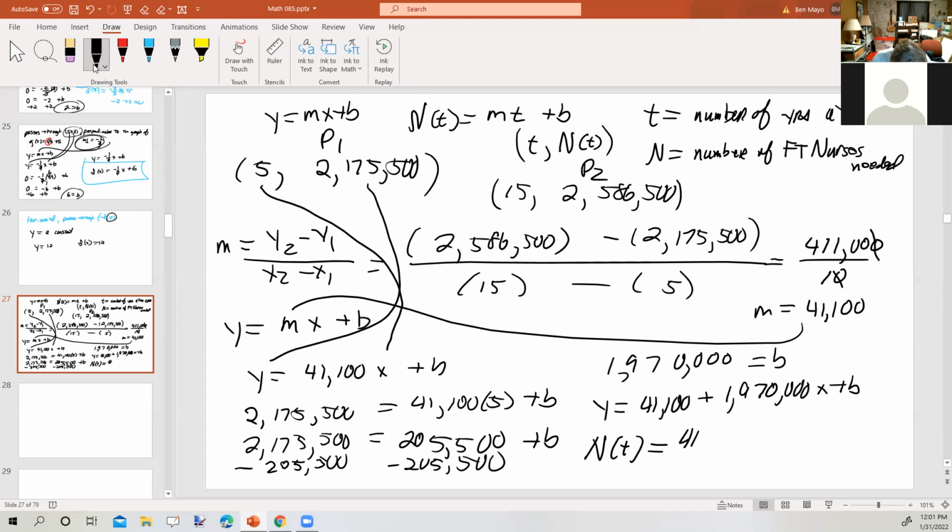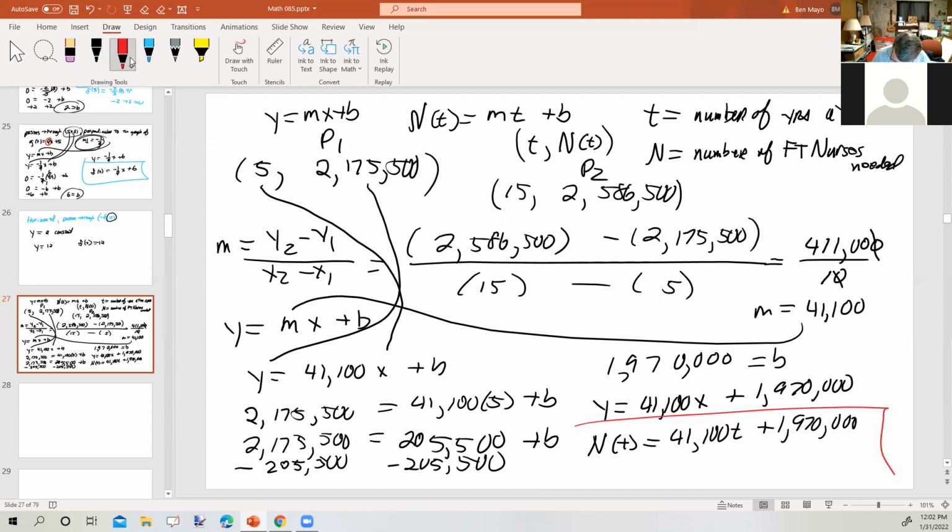hang on here. I see what I did. Got going too fast here again. Let's go back. It should be y equals 41,100 x plus 1,970,000. Okay, y equals mx plus b. I'm getting ahead of myself, but it actually should be N of T equals 41,100 T plus 1,970,000.